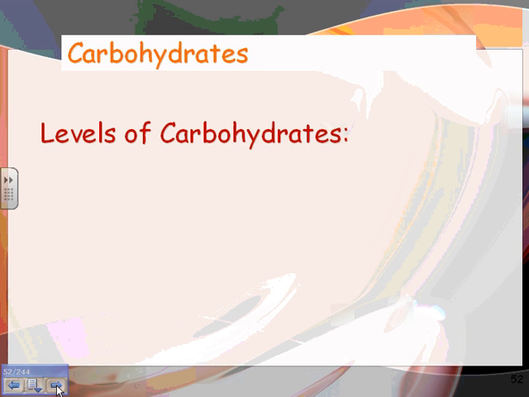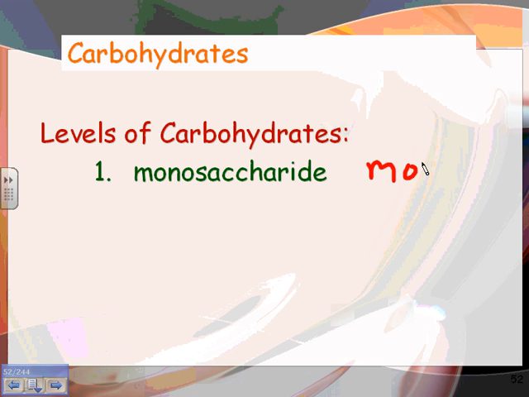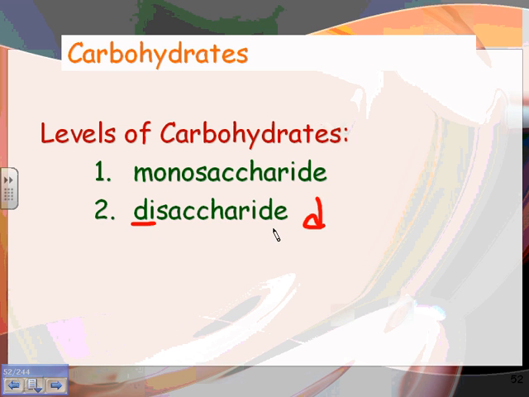There are 3 levels of carbohydrates that I need you to know. The simplest are monosaccharides. When we did the intro unit on polymers, we talked about monomers. So a monomer is just 1 unit. A monosaccharide is a monomer of a carbohydrate. A disaccharide is something new that I haven't talked to you about yet. That would be a dimer of a carbohydrate. So that's 2 monosaccharides together.